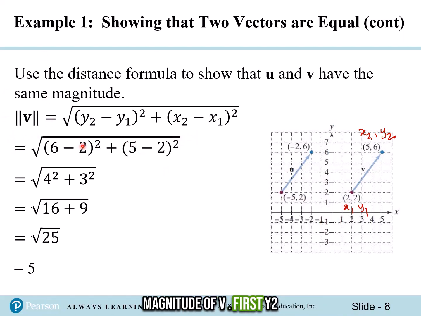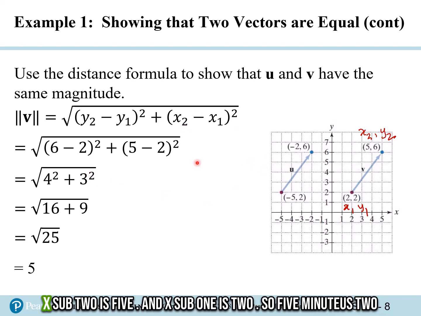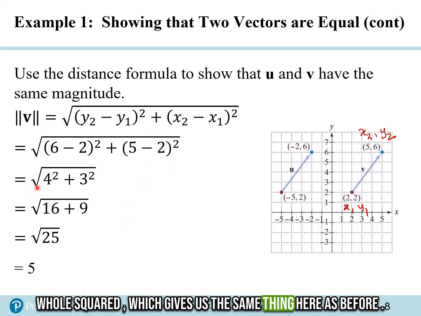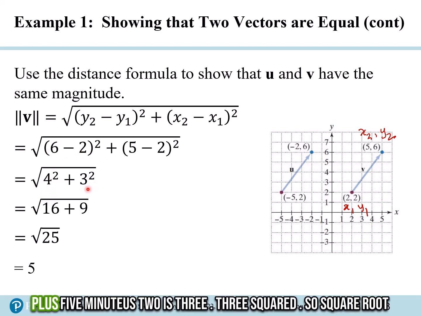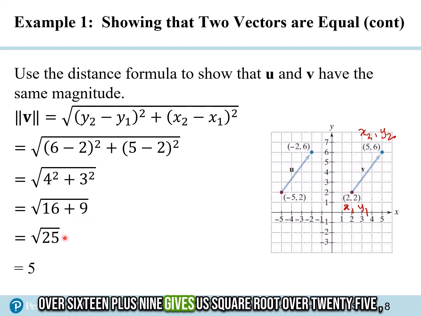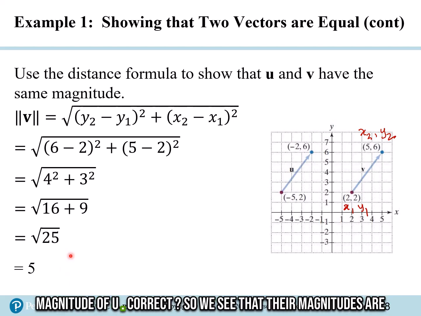First, y2 is 6 and y sub 1 is 2. So 6 minus 2 was plugged in, and then x sub 2 is 5 and x sub 1 is 2. So 5 minus 2 whole squared, which gives us the same thing here as before. Square root over 6 minus 2 is 4. So 4 squared plus 5 minus 2 is 3, 3 squared. So square root over 16 plus 9 gives us square root over 25, which is equal to 5, which is the same as what we got for the magnitude of u. Correct? So we see that their magnitudes are the same.